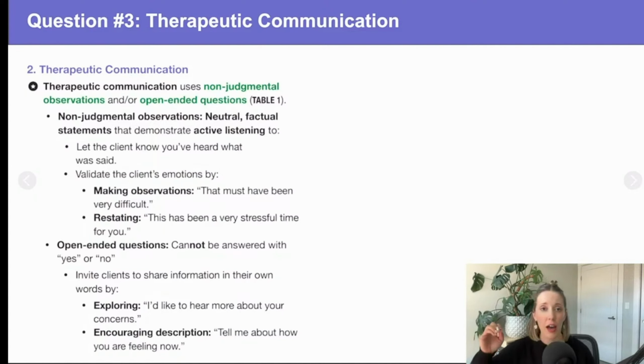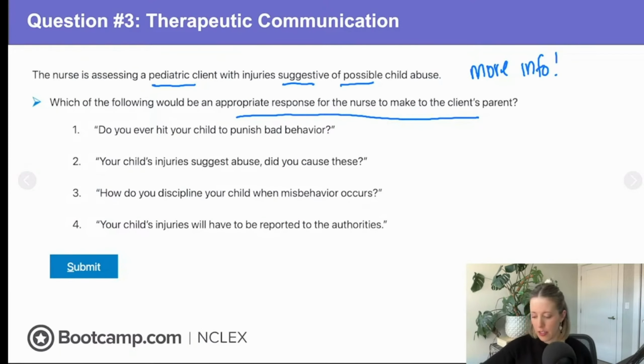If we think of how to be therapeutic communicators, the two biggest things are that we want to be non-judgmental and we want to use a lot of open-ended questions. And if we remember, open-ended questions are questions that can't be answered with a yes or no. So if I were to ask you, how are you studying for the NCLEX? That's going to give me a lot more information than saying something like, did you only use one resource to study for NCLEX? That's just yes or no. It wouldn't tell me really much of anything. So open-ended questions are going to be really helpful. Let's go back and see if we can figure out which of these would be most appropriate.